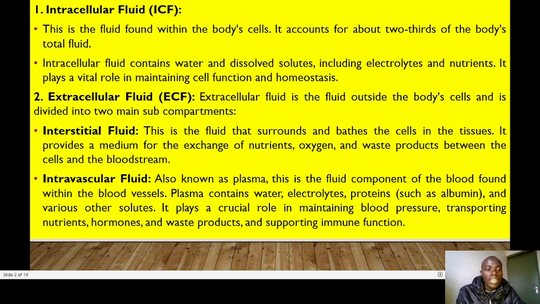Whereas the intravascular, also known as the plasma, this is the fluid compartment of the blood found within the blood vessels. So plasma contains water, electrolytes, proteins such as the albumin, and various other solids. So it plays a crucial role in maintaining blood pressure, transporting nutrients, hormones, and waste products, and supporting immune function.